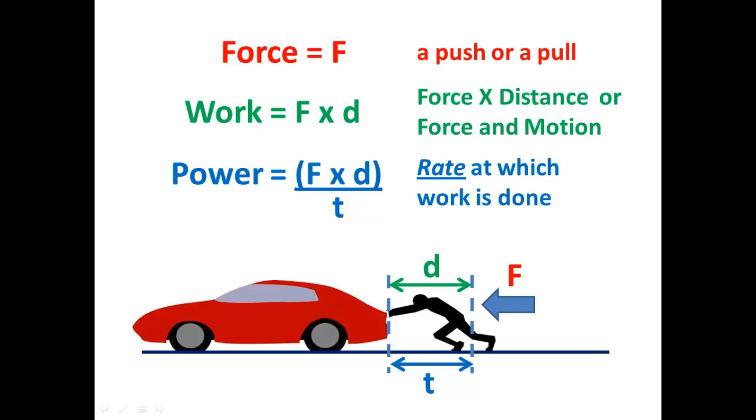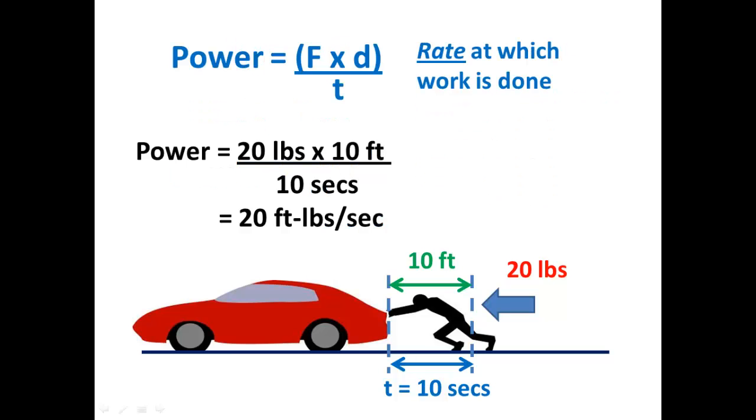So if we push this car with a force over a certain distance and we measure the time, then we can figure out the power that was used in accomplishing this work. So in this case, we pushed with 20 pounds of force at a distance of 10 feet, and it took us 10 seconds. So to figure out the power, we just simply multiply the 20 pounds times the 10 feet, divide that by 10 seconds, and we come up with 20 foot-pounds per second. Now that is a measure of power, and that's the particular amount of power that we used in this case.